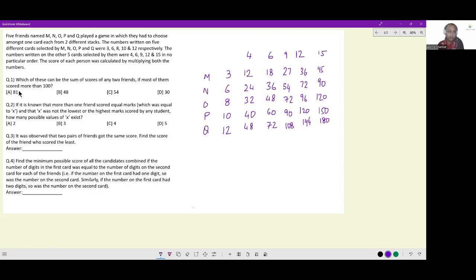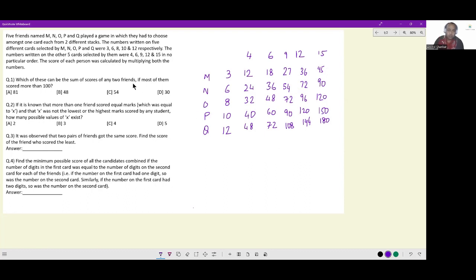Now let's get to individual questions. Which of these can be the sum of scores of any 2 friends if most of them score more than 100? Q can score more than 100 if he gets paired up with 9, 12 or 15. P can score more than 100 if he gets paired up with 12 or 15. And Q can score more than 100 only if he gets paired up with 15. N can never score more than 100. M can never score more than 100.